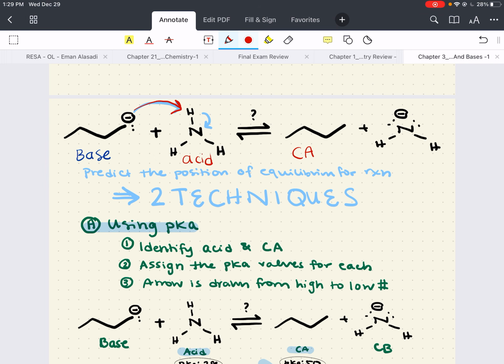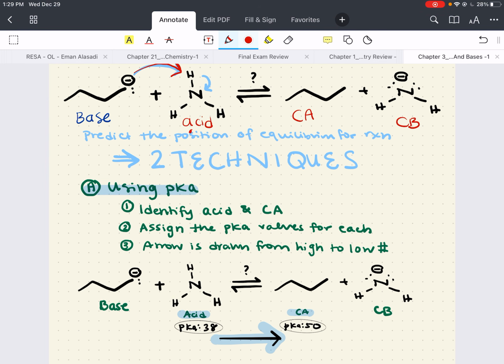All right. Now, whenever your base steals a proton from your acid, the protonated version of your base is your conjugate acid. So this is going to be our conjugate acid. And then the deprotonated version of our acid is going to be the conjugate base. All right. Now we have everything labeled. We have our base, our acid, our conjugate acid, and our conjugate base labeled. All right, so we're going to learn how to predict the position of equilibrium first using pKa.